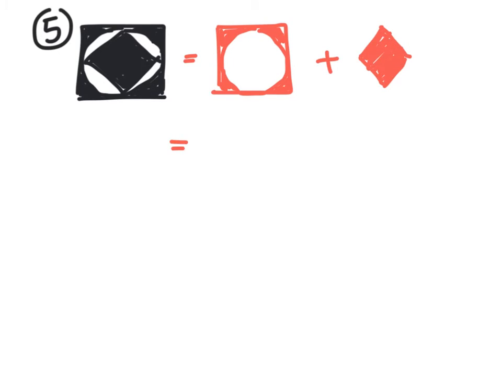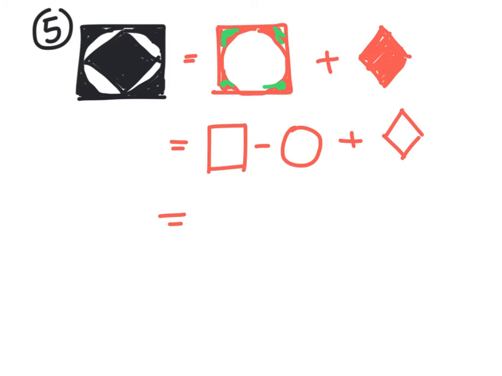Now how are you going to work out these 4 at the corner? Well, that's a big square. Then you take away the circle. That will leave you with the quadrants in the corner. These 4 here. And to that you add on your rhombus.